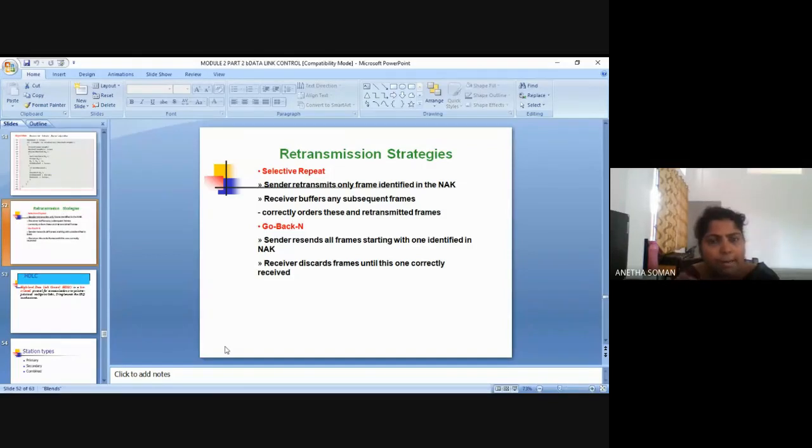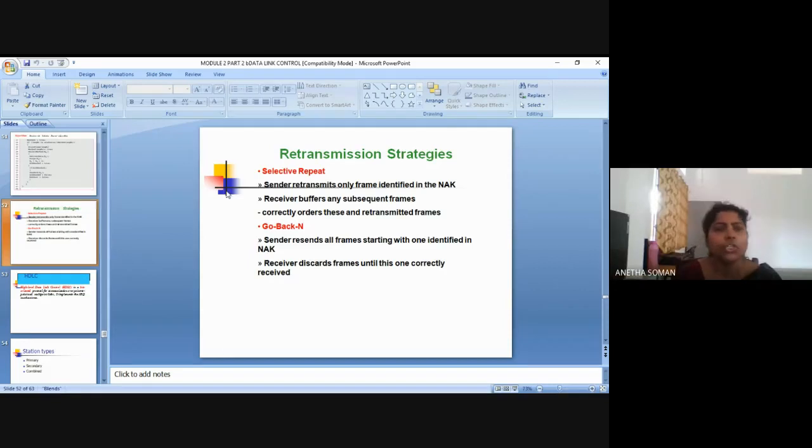But in selective repeat, the sender retransmits only the frame identified in the NAK. And you have receiver buffers to keep the frames sent from the sender side after that. So the receiver will correctly order all these frames and the retransmitted frames, and then they will send it to the upper level. Okay, so these were the differences between the go back N protocol and the selective repeat protocol.